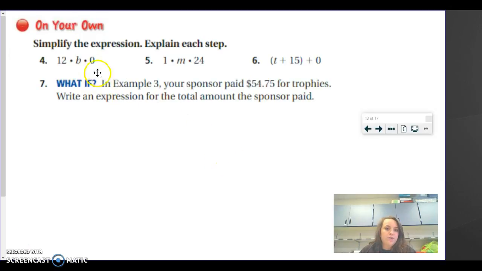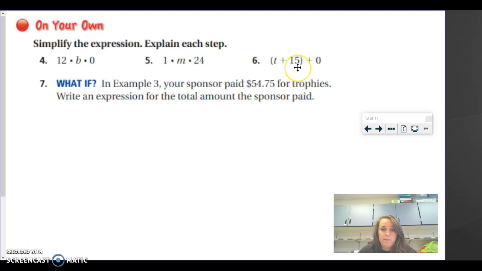Okay, so for this first problem, number 4, you're actually going to end up with the answer of 0, because 0 times b is going to get 0. Regardless of what number b is, you're still going to get 0, and I know that 0 times 12 is 0, so that is the answer for problem number 4. For problem 5, I'm going to multiply 1 times m, and I know that's just going to get me whatever m equals. So I'm going to end up with the answer of 24m.